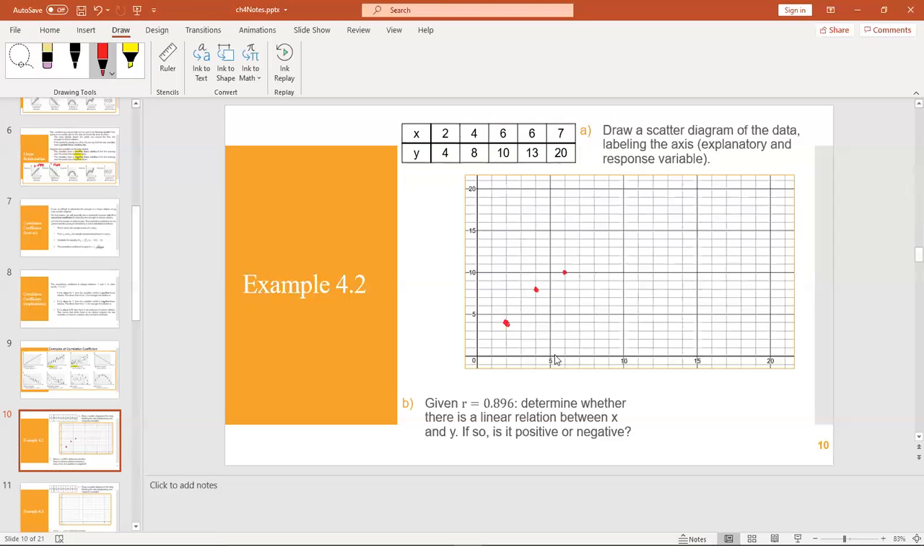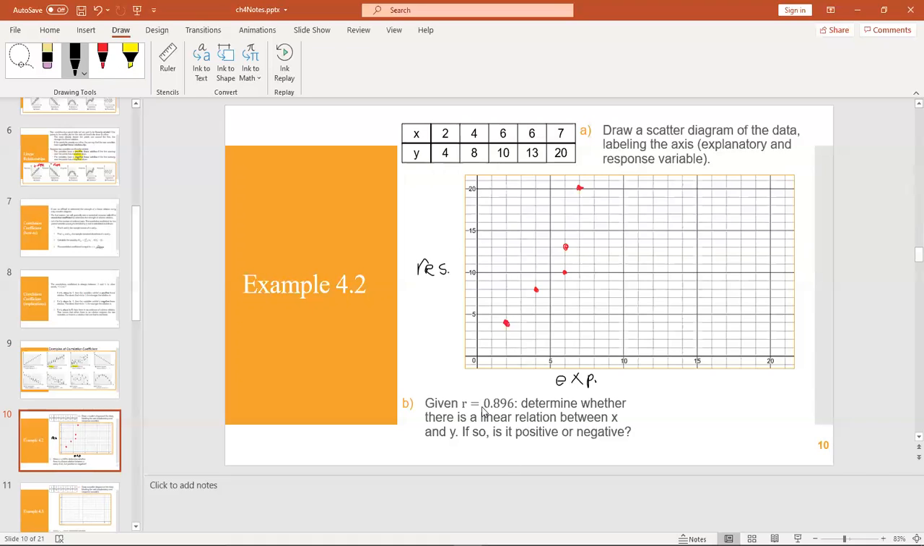Next, we have 6, 13. So we again go to 6. And then we're up at 13, right about there. And then lastly, we have 7, 20. So here's 7. We're going to go all the way up to 20 up here. So that would be what the scatter diagram would look like. And it says label the axes, explanatory and response. So this one is the explanatory. This one, the y-axis, is the response.